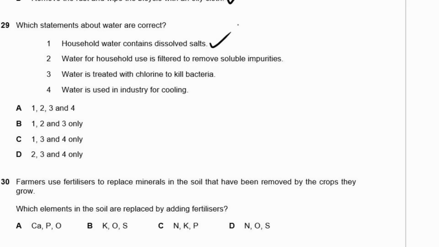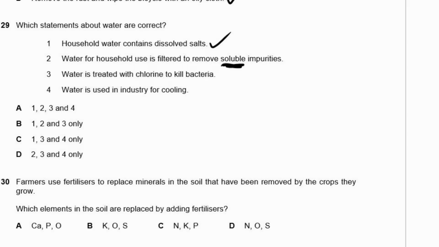If you own a kettle and make tea or something like that, you'll probably notice that you get a lime scale around the outside of the kettle if you don't clean it regularly, because that's the salts coming out of solution. Obviously, some areas will have more salts than others. So water for household use is filtered to remove soluble impurities. Now, if you read this carefully, you will notice it says filtered to remove soluble impurities.